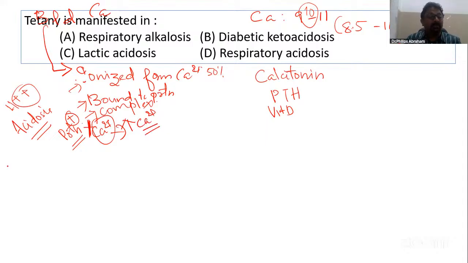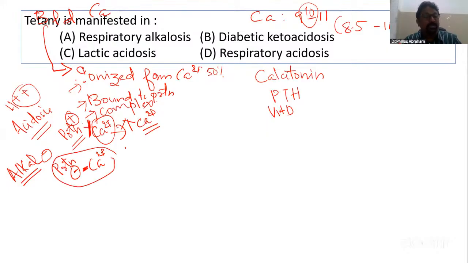But in alkalosis, please know, there will be more negative charges. So the plasma protein will have more negative charges. Calcium has two plus charges. So there will be strong binding, and more calcium will bind to the protein. Because of which, in alkalosis, the level of calcium in the blood will be decreased. So that leads to hypocalcemia, and that leads to tetany.